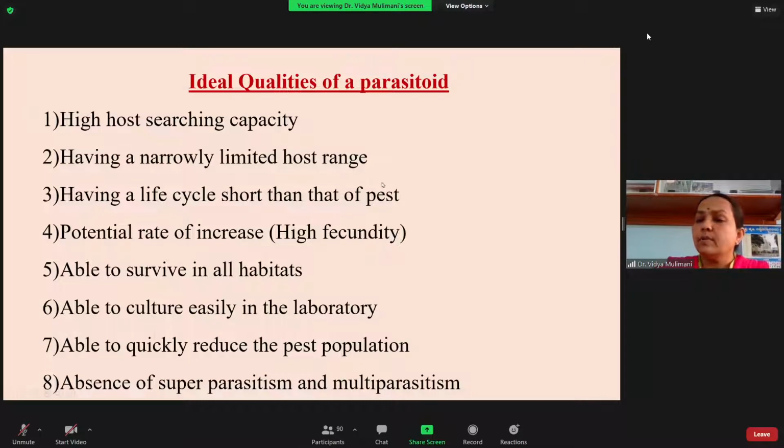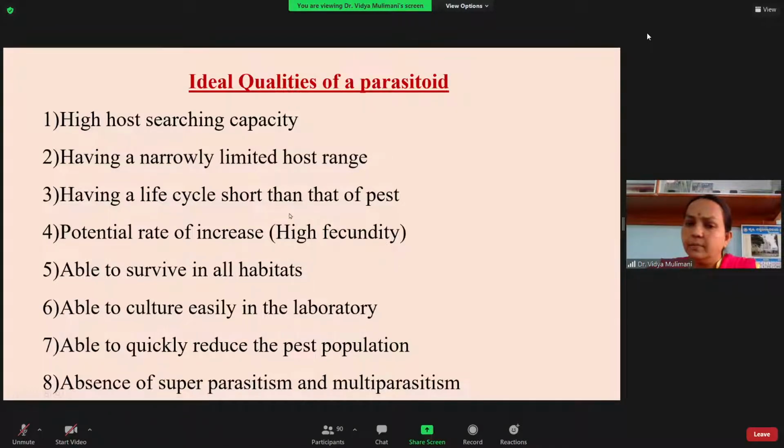Okay, and also you can look at the life cycle. The life cycle should not be too long. What happens if the parasitoid has a long life cycle? If the pest has a short life cycle, the pest will complete more generations in a cycle and more population will be produced. If the parasitoid also has a short life cycle, it is able to multiply in large numbers at the same speed as the pest, so that it can give good control. So that is the third point: having a life cycle like that of the pest.